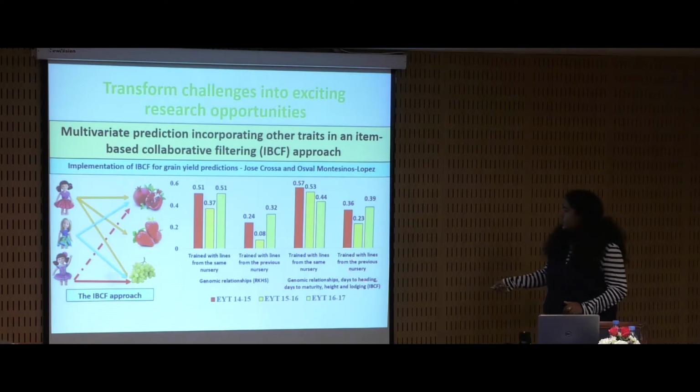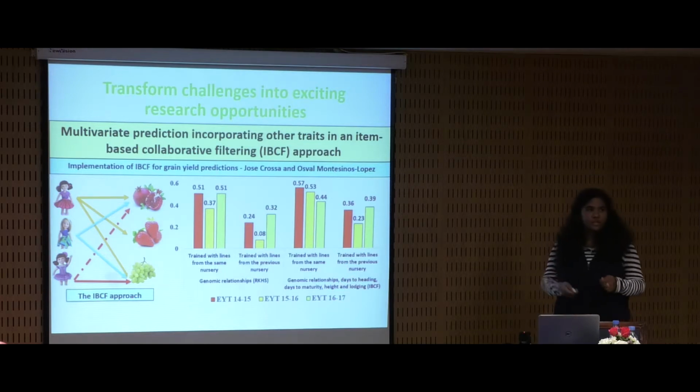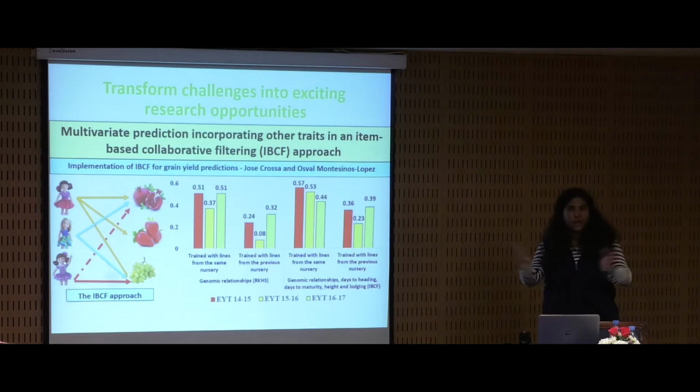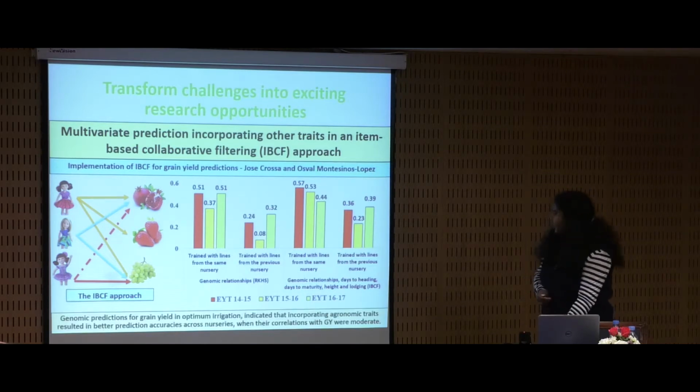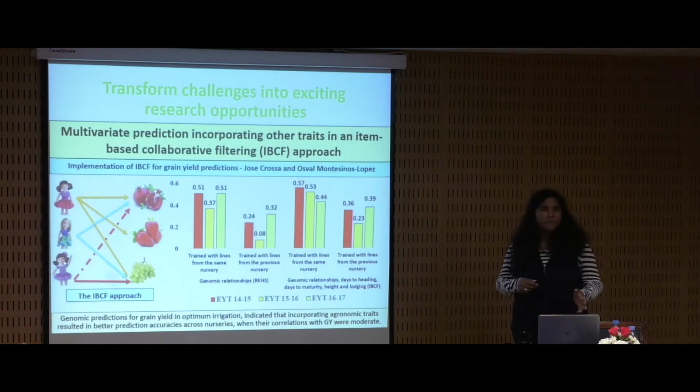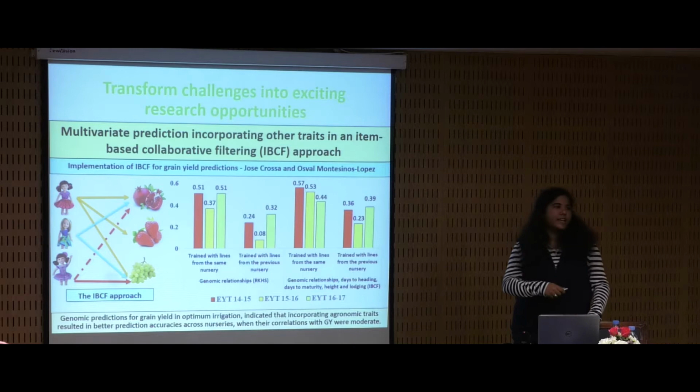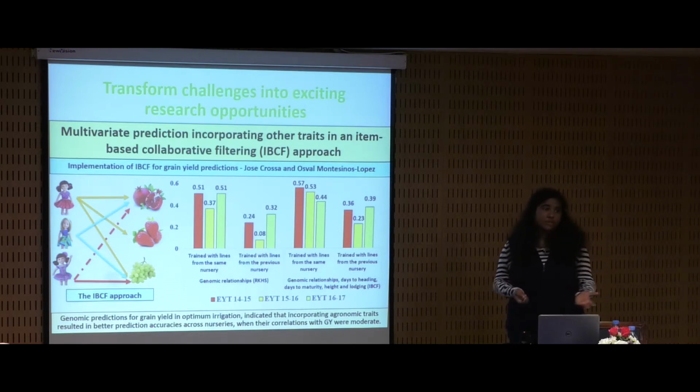And if we use genomic relationships in addition to these traits, especially across years, you might get slightly better accuracies, because you're now considering some other factors that can explain your grain yield variation as well. So this is just a pilot approach, and our ultimate objective is to use this IBCF with big data, because the IBCF is mostly developed for big data sets that companies like Amazon have.